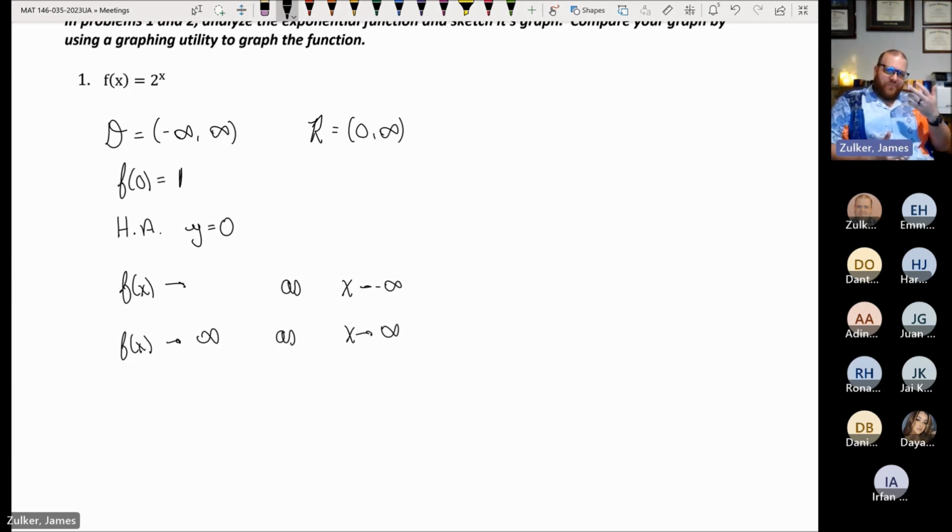However, if x is getting larger in the negative direction, so 2 to the minus 1, 2 to the minus 2, 2 to the minus 3, 2 to the minus 10, 2 to the minus 100, 2 to the minus 1,000, they start to approach 0. There's our horizontal asymptote.